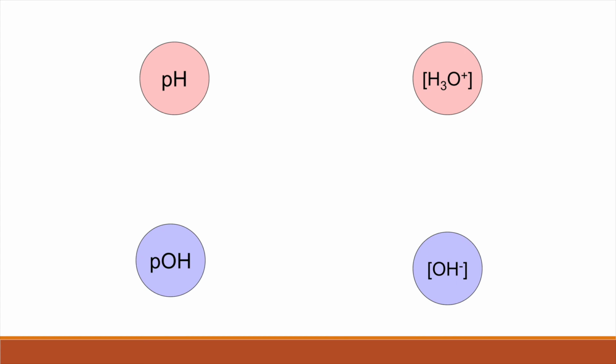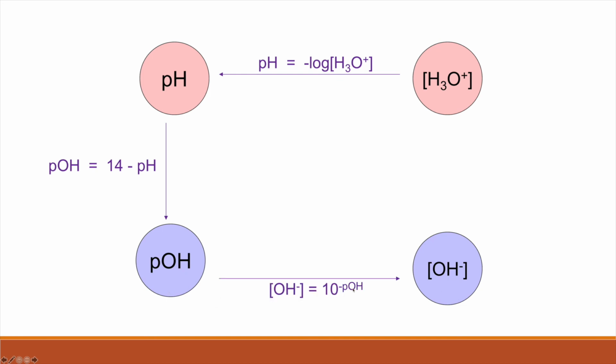Now this lets us convert between all four of these quantities. If I know one, I can get to the other three. So we're going to make a flow chart or a diagram to help us through this. Now starting in the upper right hand corner with this concentration of hydronium, to calculate pH, I can take the negative log of that concentration. Then if I want to calculate pOH from pH, it's 14 minus the pH. To calculate concentration of OH- from pOH, it's 10 to the negative exponent.